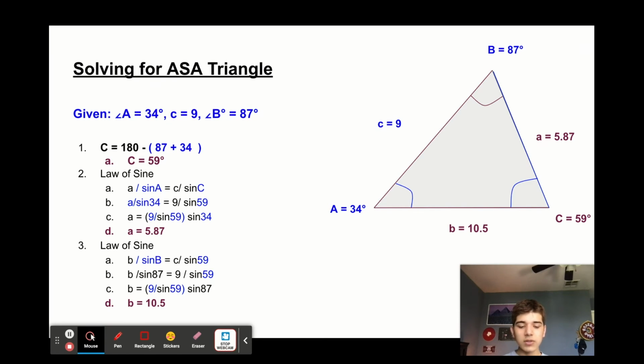The same process is used for side B, and another form of the formula is used, which is B over sine of B equals C over sine of C. After plugging in the values and repeating the same steps, we get our third missing side length, 10.5.